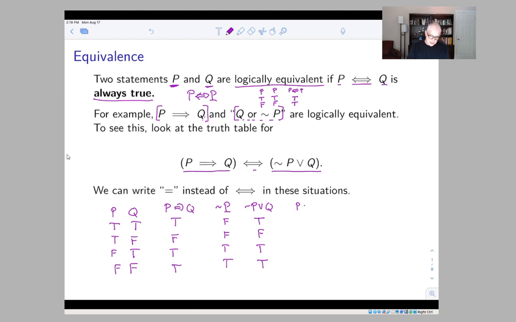And now when we do P implies Q if and only if not P or Q, remember we have to look in these two columns, this column here and this column here, and the if and only if is true if they're both the same. So here it's TT, so this is T. Here it's FF, so that's T, and the other two are TT. So you see that P implies Q if and only if not P or Q is always true. And sometimes, and in the book in particular, the book will write equals instead of what might have been a better notation, which is to use the if and only if symbol. Equals meaning that the two statements are either true together or false together.